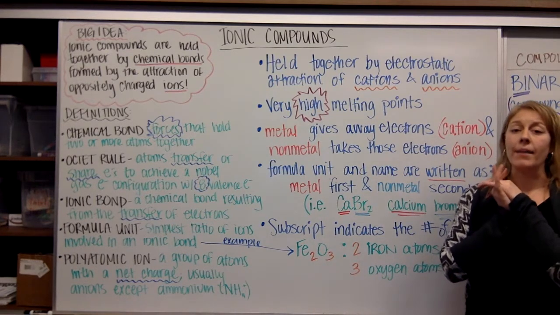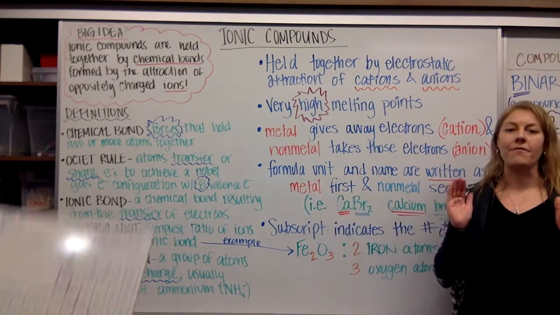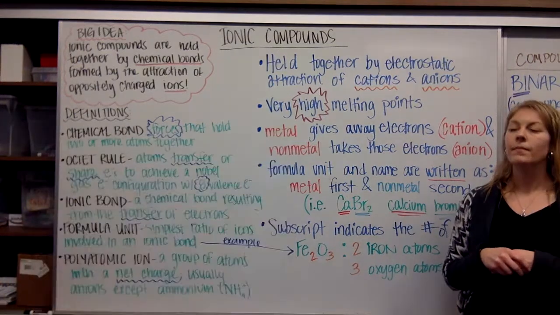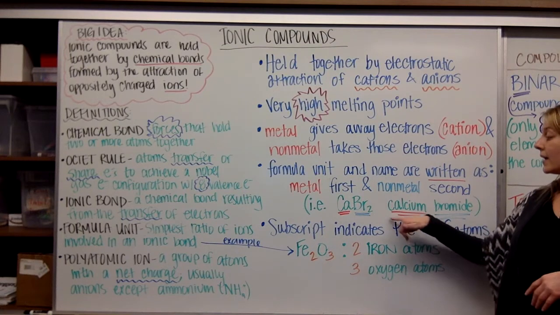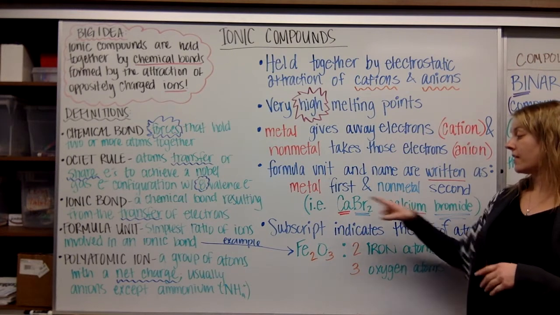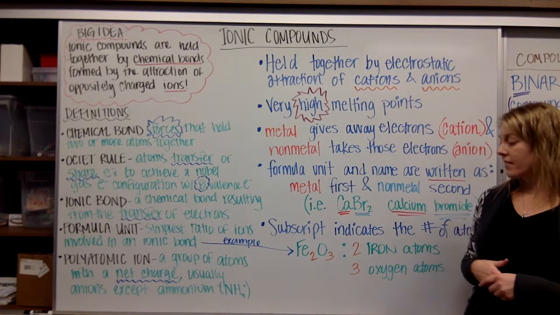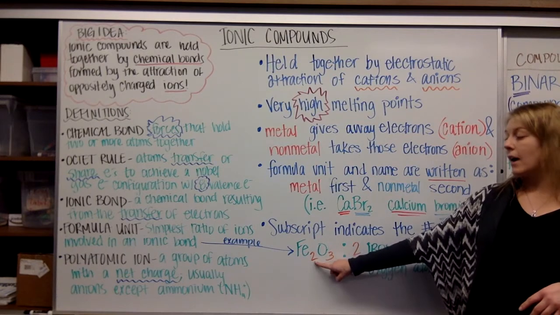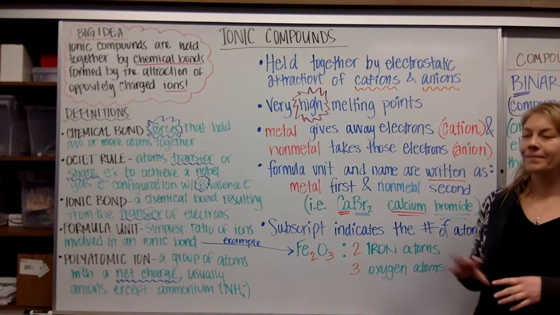When we're writing ionic compounds, the name or the formula unit, they're always written with the metal first. Always have the metal first. It's like reading a book: we're always going to start on the left-hand side of the periodic table, and then the nonmetal is going to come second. So CaBr2 or calcium bromide. Calcium is our metal. Bromide, or bromine, is our nonmetal. So metal, then nonmetal. And then the last thing is that the subscript indicates the number of atoms. So in Fe2O3, which is an example of our formula unit, we have 2 iron atoms and 3 oxygen atoms.